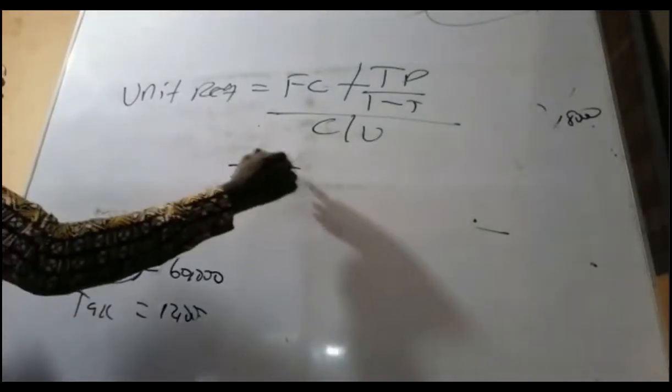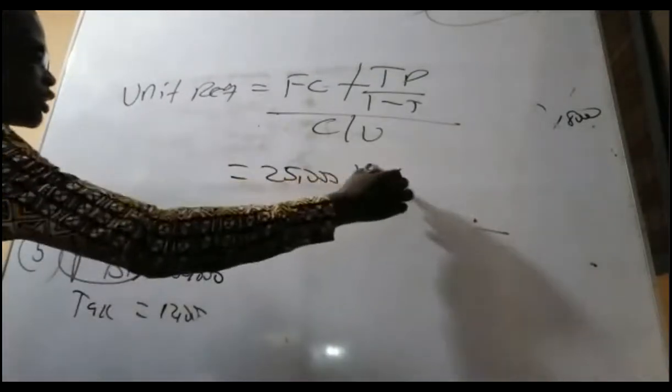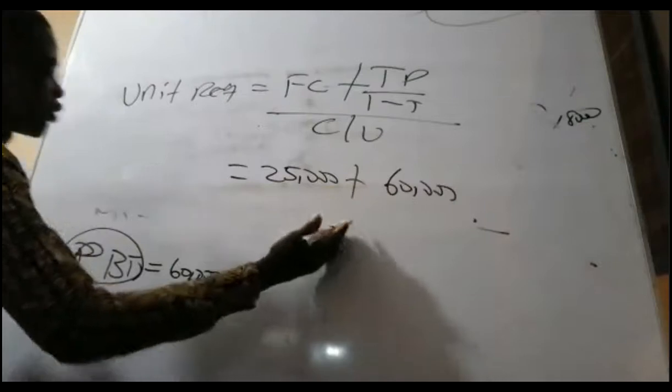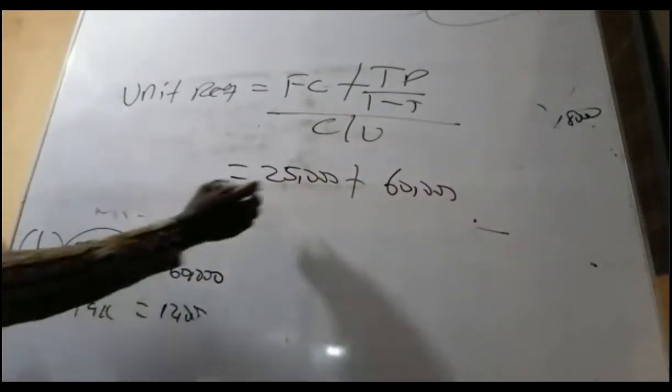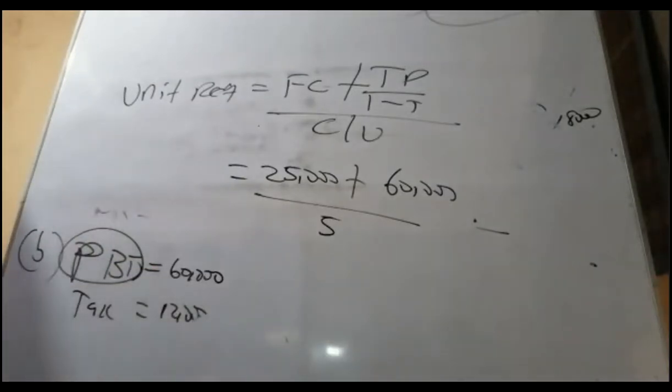The B. We need a profit before tax, right? And they have given it to us. So we go straight forward. Fixed cost was 25,000 plus profit before tax of 60,000. I don't need to worry myself with tax. All divided by 5. That's all. We are interested in profit before tax. So if it's given to us, there's no need for us to look for it again.